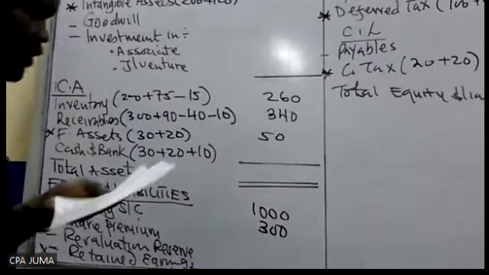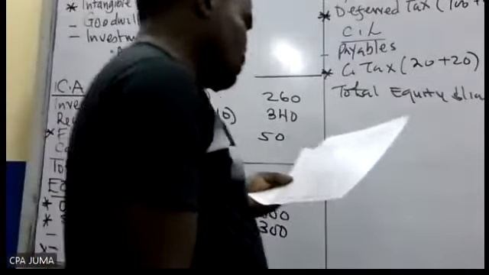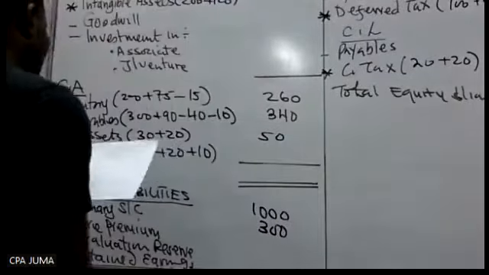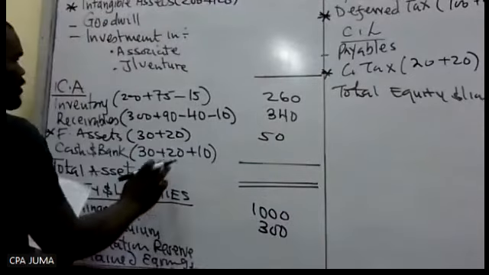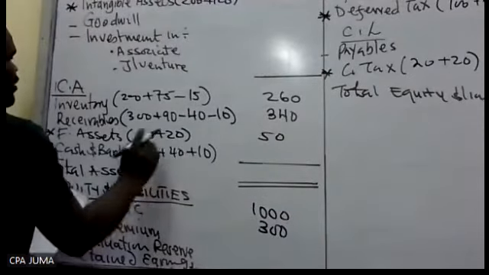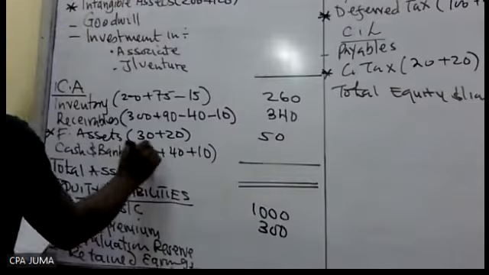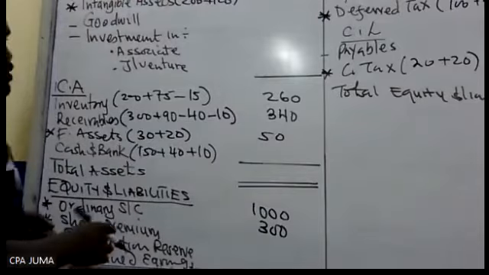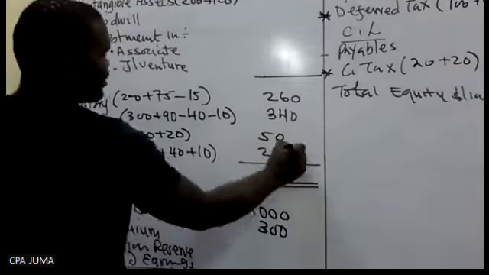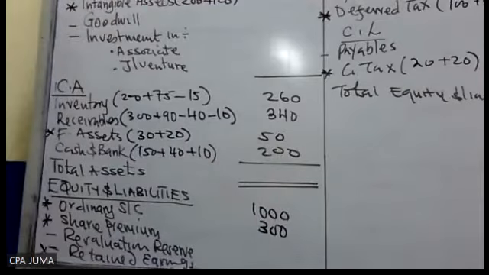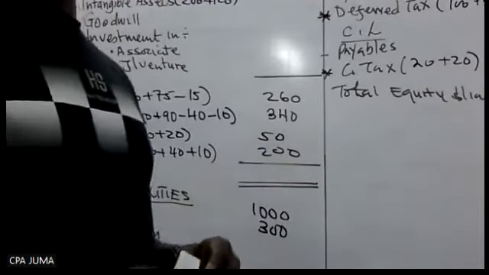Transit is 10. Giving you... Is this 30? 150, 40. Okay, thank you. 150, 40. So that is 200. Is it 200? Yes, that is 200.